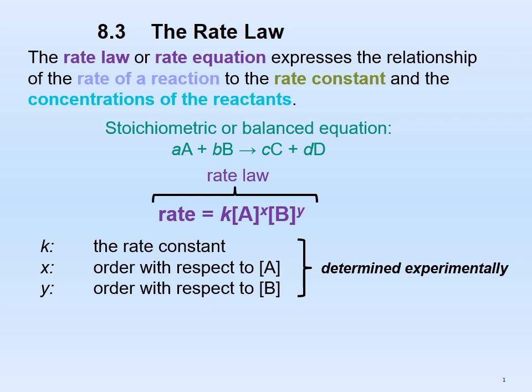Now compare the stoichiometric equation with the rate law. They don't look the same. In fact, the rate law cannot be derived from the balanced equation. It has to be determined from experiment. Notice the product concentrations do not appear in the rate law. The overall reaction order is x plus y.